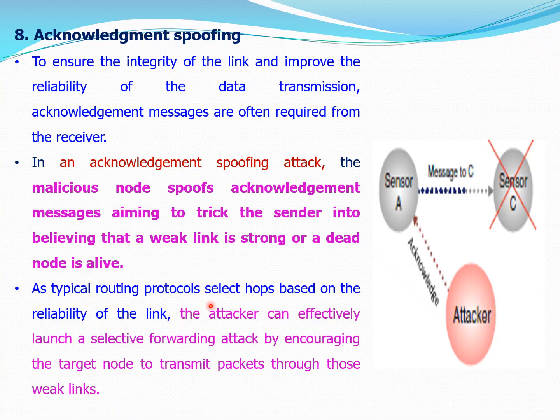As a typical routing protocol selects hops based on the reliability of the link, the attacker can effectively launch a selective forwarding attack by encouraging the target node to transmit packets through those weak links. So it can act as a hop, resulting in a selective forwarding attack.